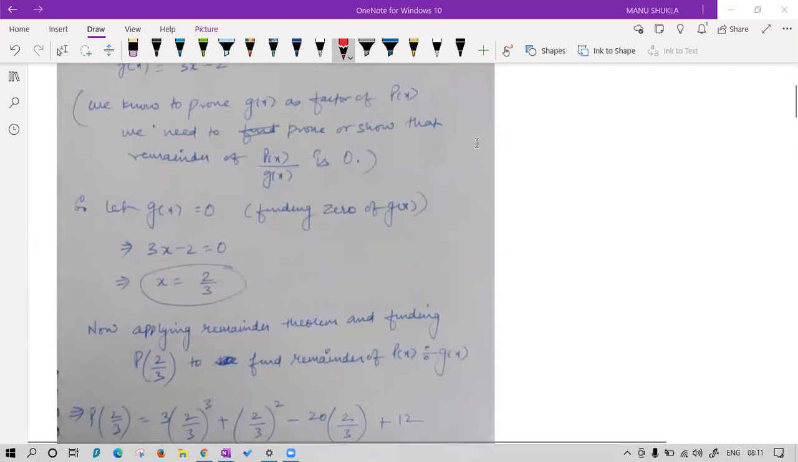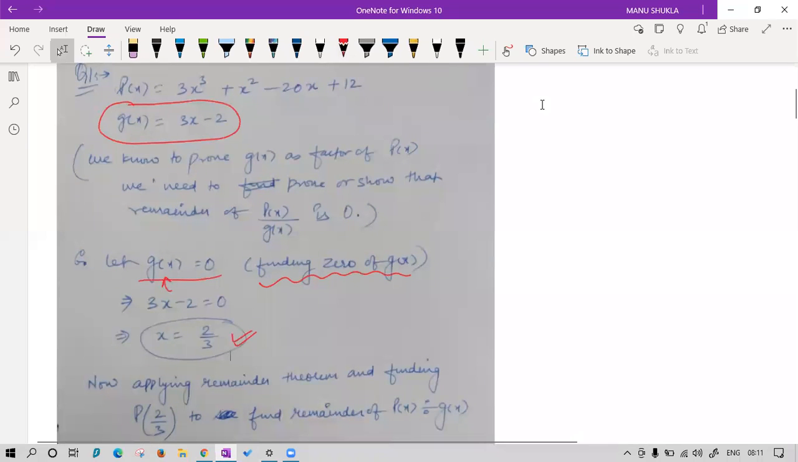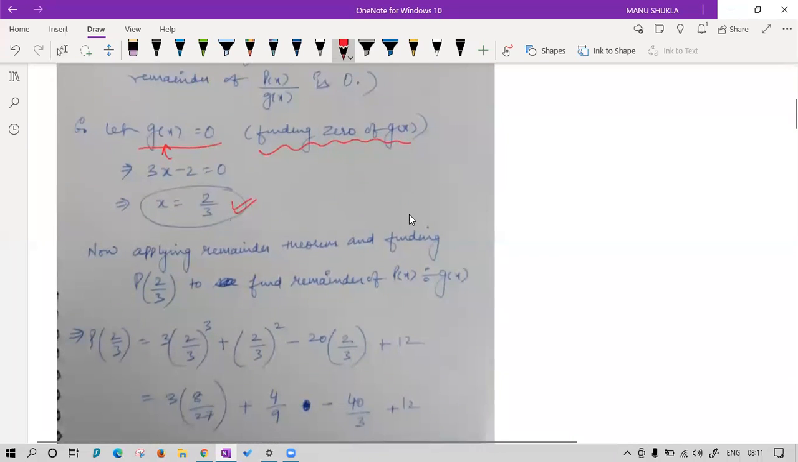We just have used the remainder theorem. We have taken the divisor, we have put it equal to 0 so that we can find its zeros. So first we have found the zero of g(x), that is 2/3. After finding the zero of g(x), we know that if we find p of this number and that comes equal to 0, we can surely say that the number is a factor of p(x).